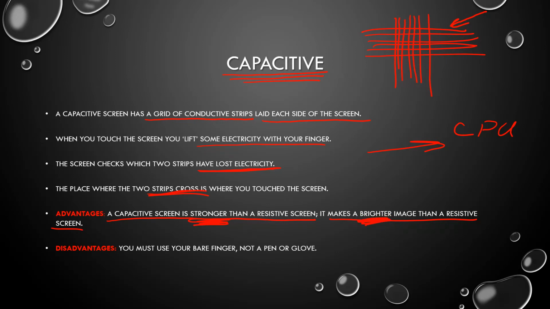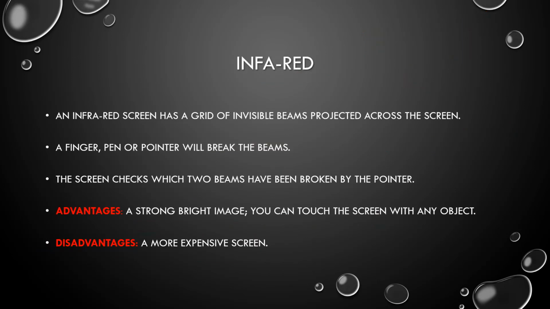Now a big disadvantage is, and you probably all know this already through using mobile phones, it will not work if you have a glove on. So when it's cold outside and you've got a glove on, if it's not a special glove used for using mobile phones, it's not going to work. Because when you put your glove on, it cannot draw the power away because you've put a layer over your finger. So you can't use anything like you can with the resistive.